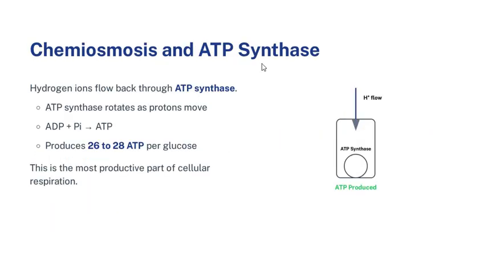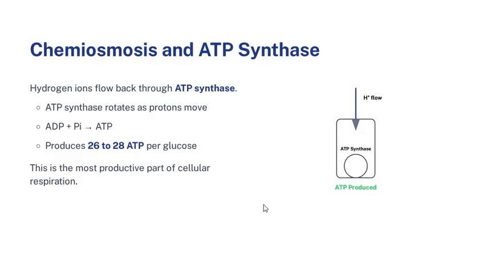Here's chemiosmosis, and this is where ATP synthesis happens. So the hydrogen will actually move back into the matrix, and I think it bonds with the oxygen to produce water, but I think you need to fact check me on that. But that's not the main idea.